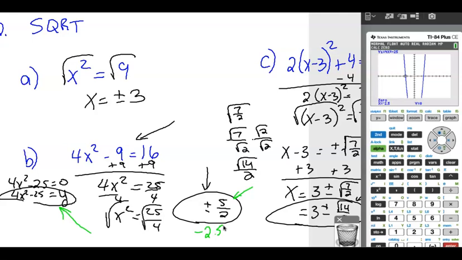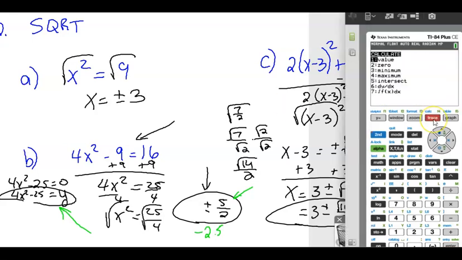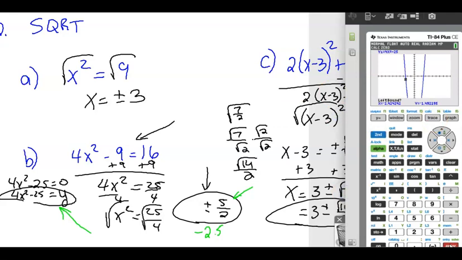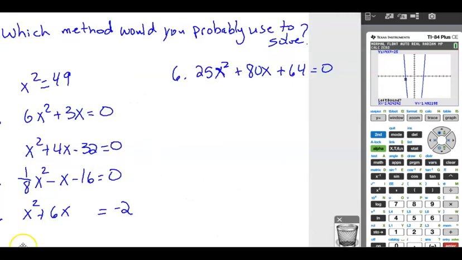Just go to second trace, go to 0. Move your cursor all the way around until you get close to the other 0. And then do left bound, right bound, guess. If you get an error on your calculator, like a bound error, that means you didn't go left. Left means left of the 0, and right means right of the 0. So you should not get a bound error when you do that.